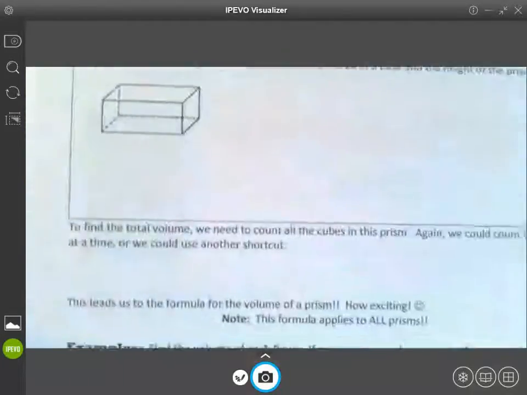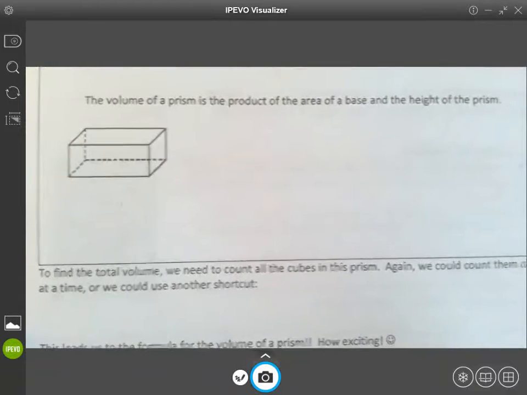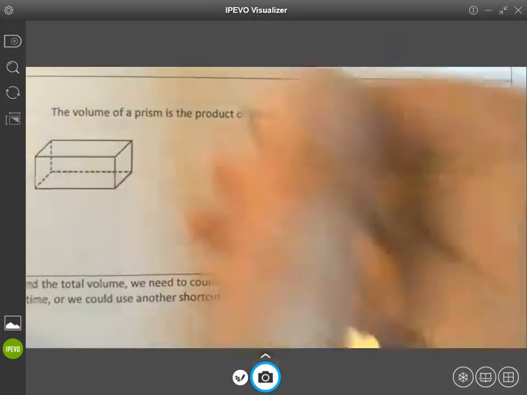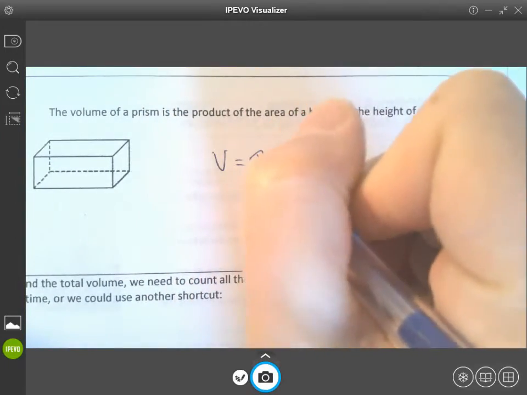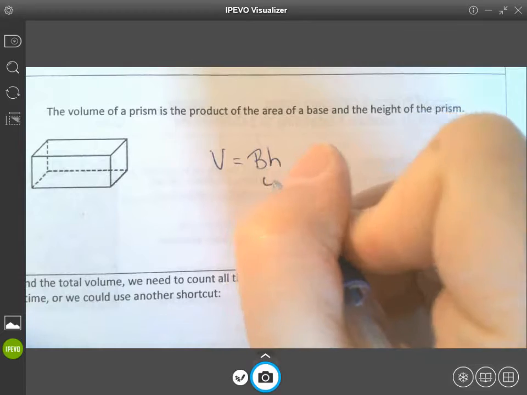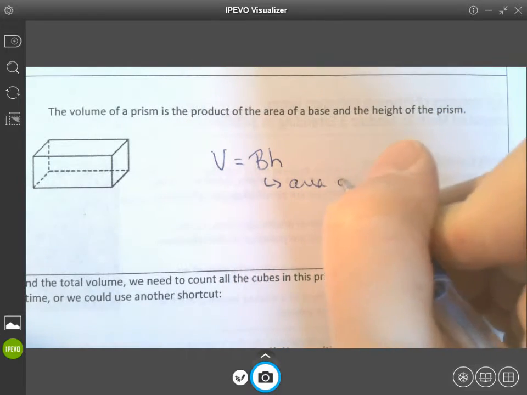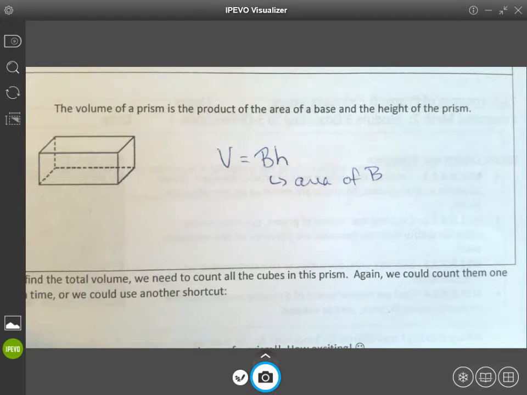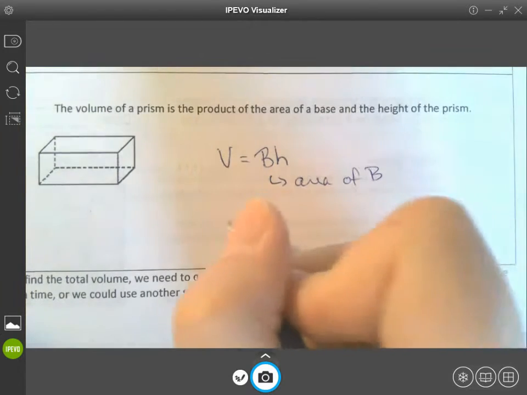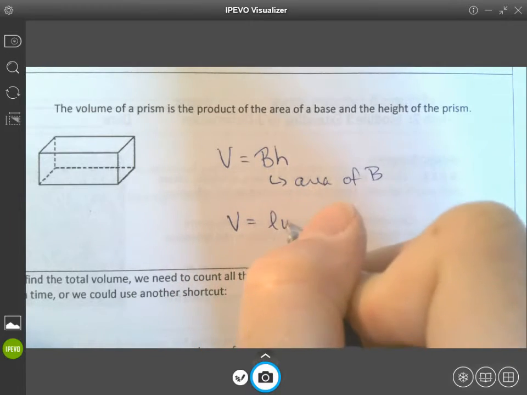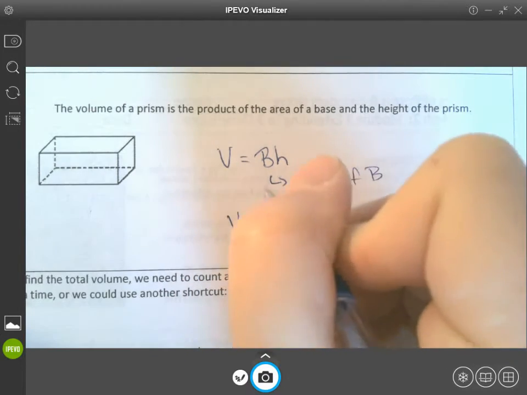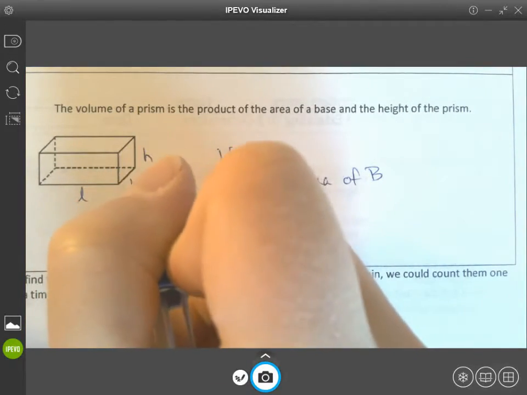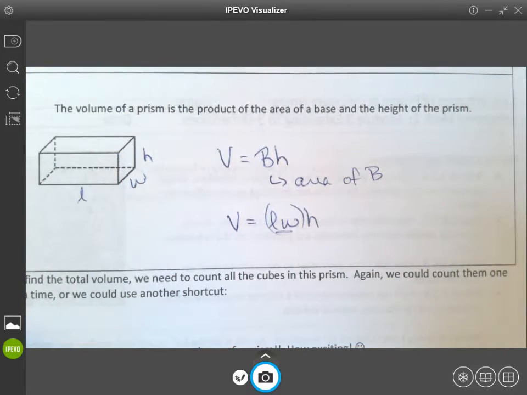So let's do this. First we have the volume of a prism, and this is a rectangular prism. The volume of any prism is base times height. And again, I'm going to clarify, that's area of base. Notice it's a capital B, where lowercase b is like the length of the base. In a cube, the volume is length times width times height. That length times width, that's your base. Length, width, height. So that's pretty simple.